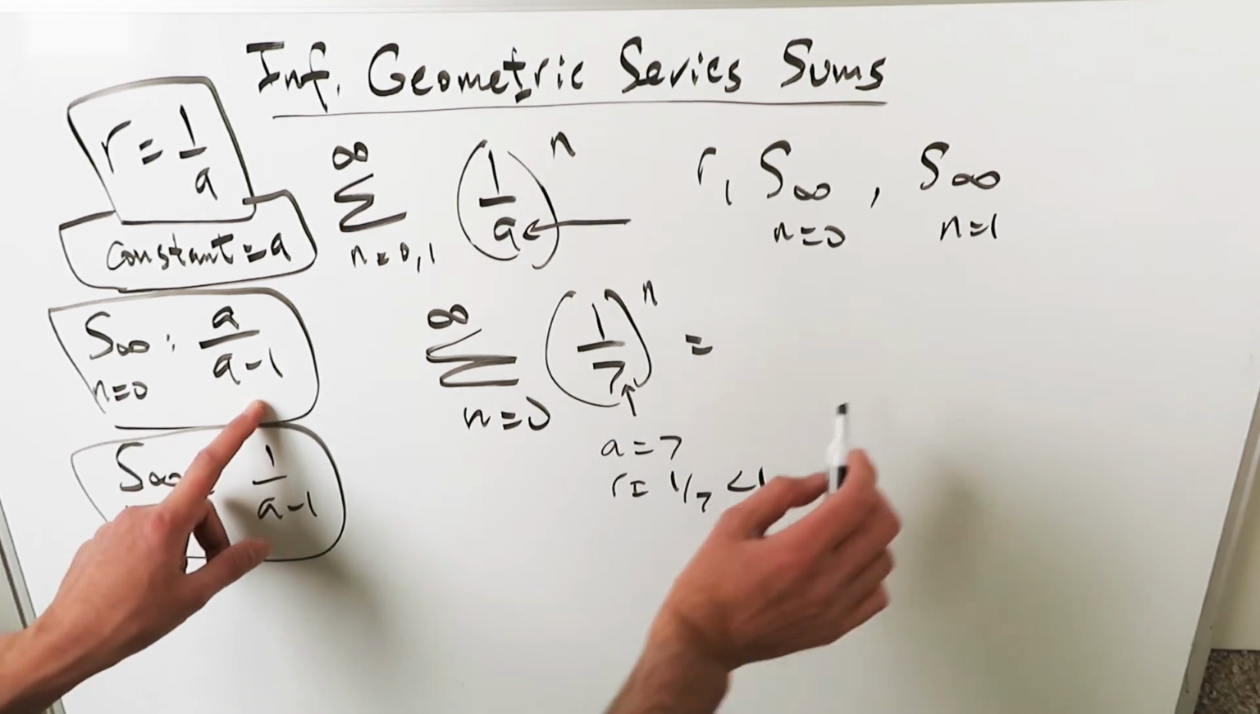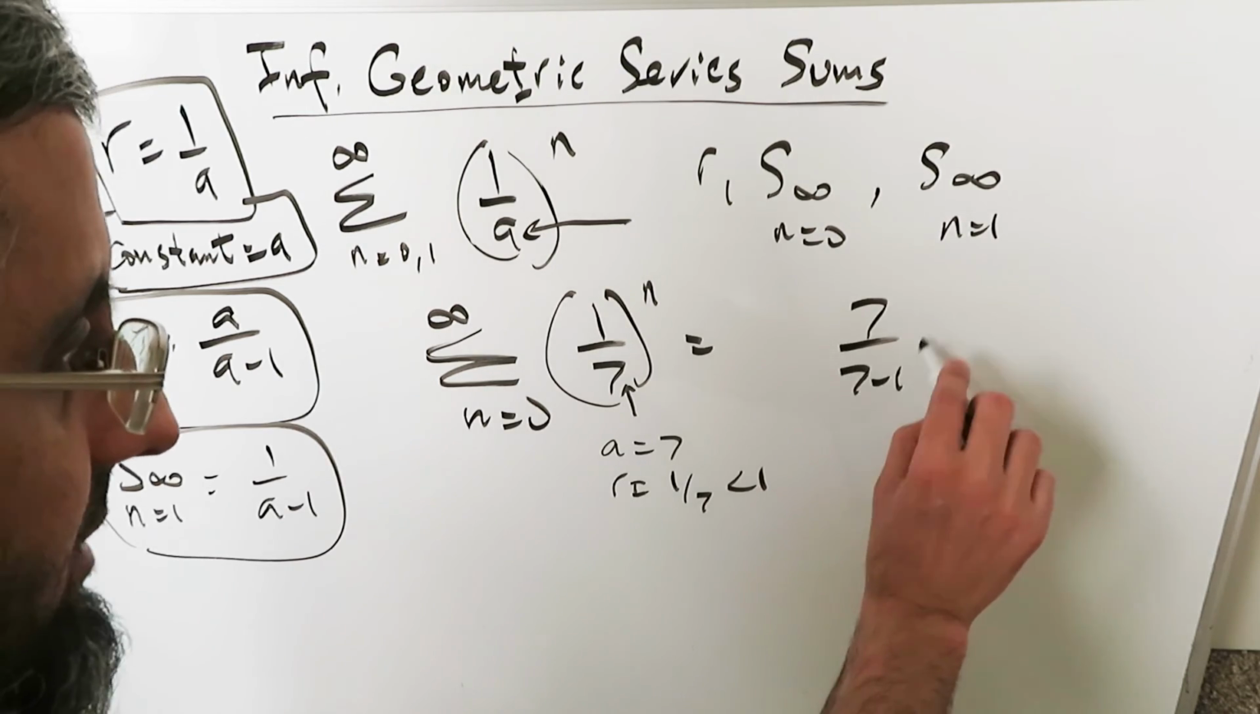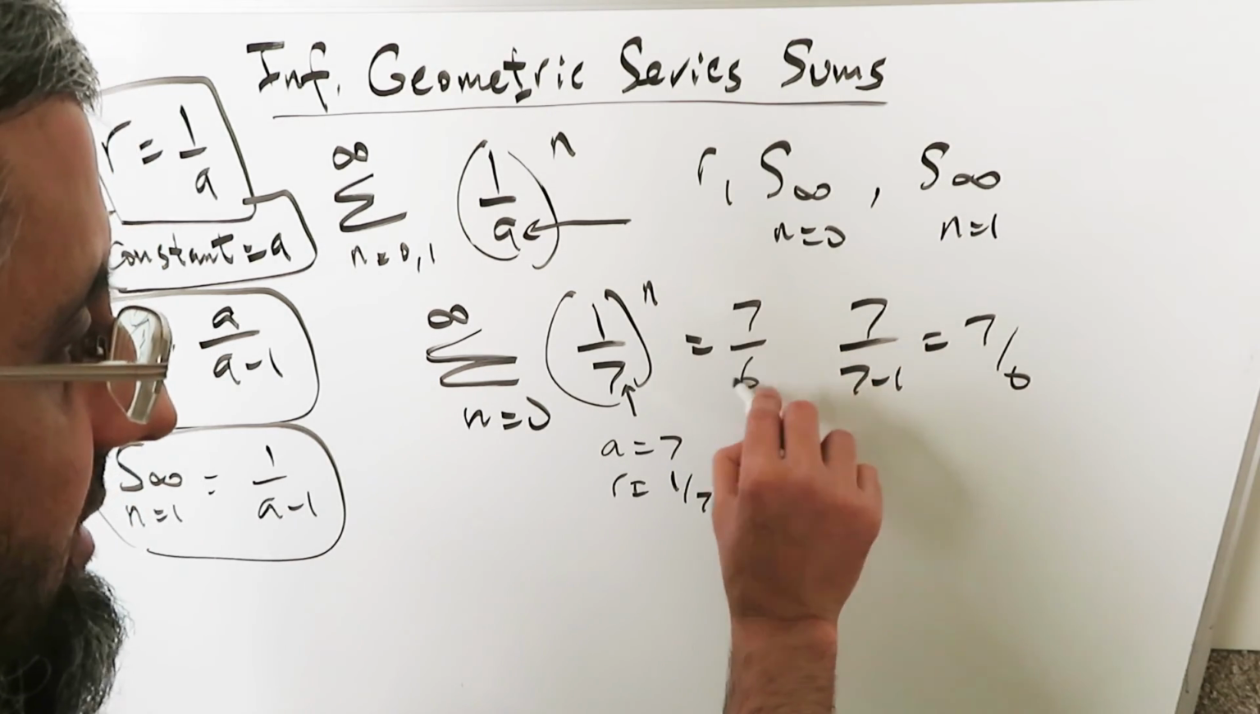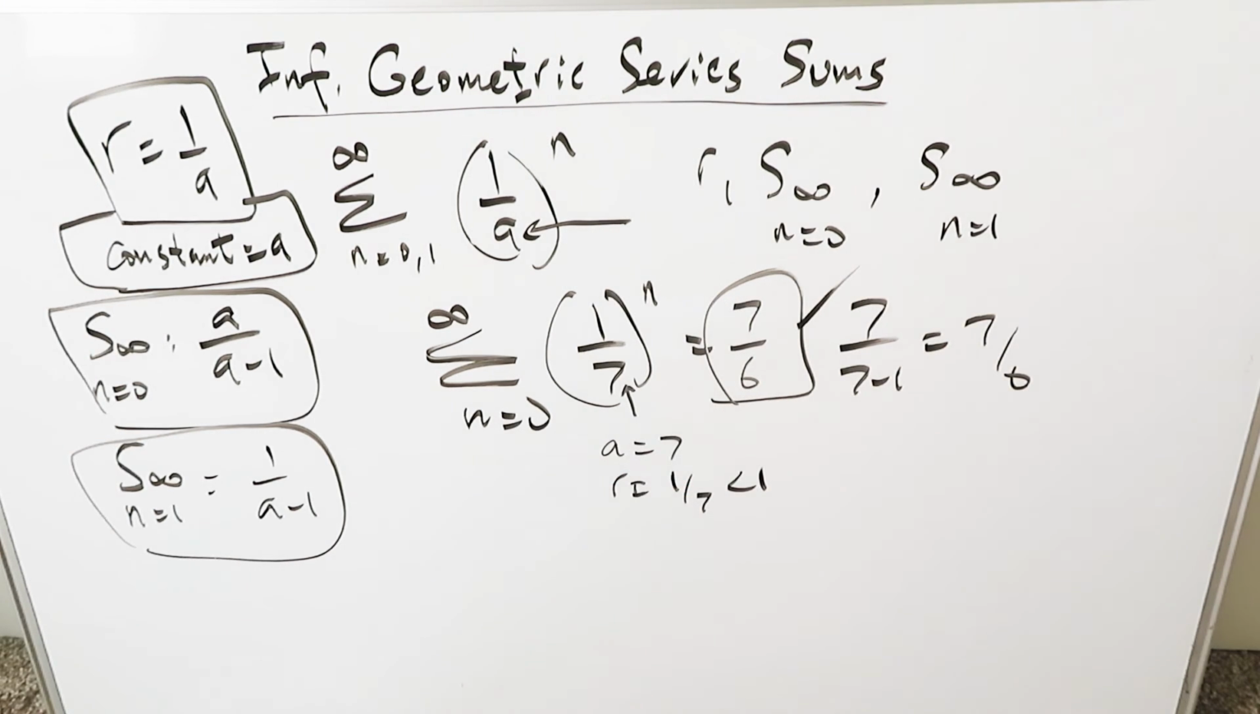I know I'm looking at this case, so what am I doing? I'm doing 7 divided by 7 minus 1. 7 over 6. 7 over 6 is your sum of series and it will be right. Guaranteed it will be right.